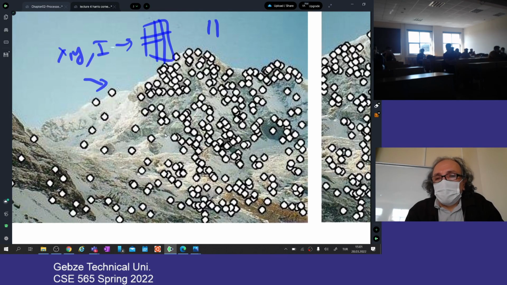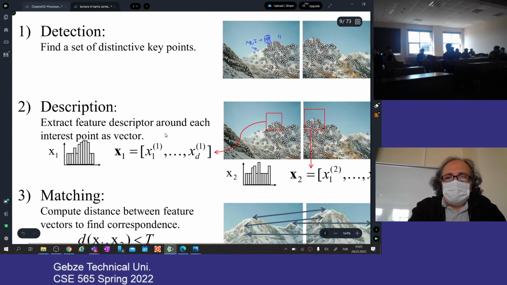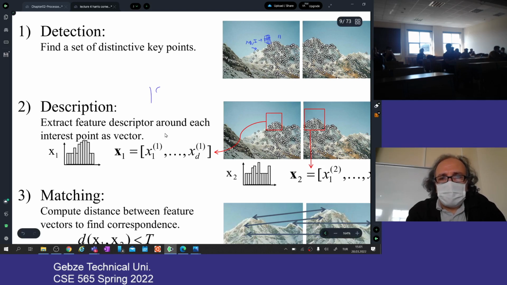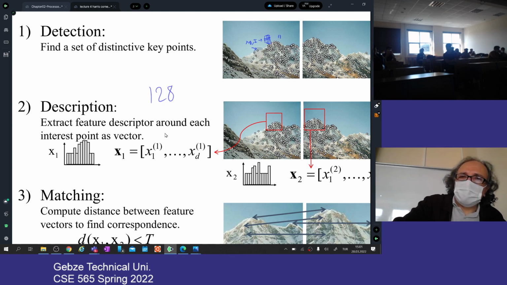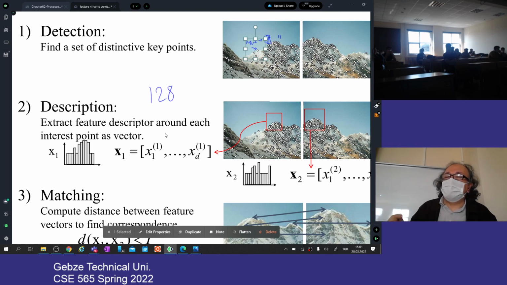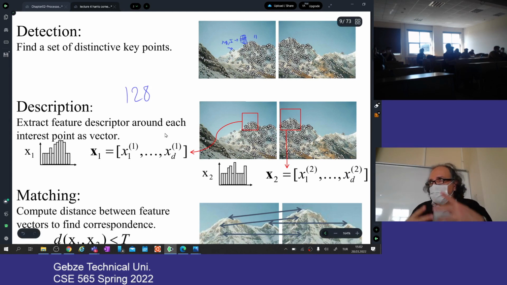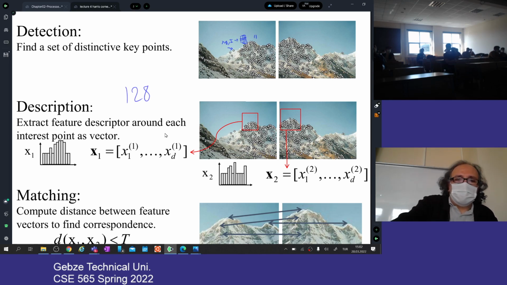We need a much more expressive way of representing the point. That's called the description. Okay, so we will describe that point, for example, using 128 dimensional vectors. For that point here, I am going to give you a 128 dimensional vector. This vector will represent this point, and if you think that you found the same point on the other image, you can compare these two vectors, and if these two vectors overlap, then I can say that these 2 points are the same. So that's called the matching.